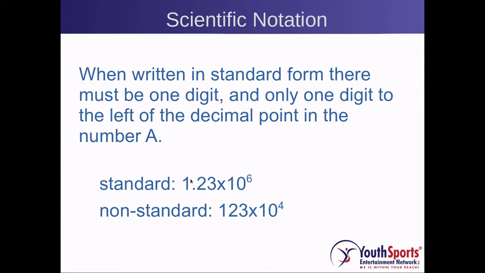1 is the digit on the left side of the decimal point, and you can have multiple numbers on the right side of the decimal point, multiplied by 10 raised to a certain power. For example, 1.23 times 10 to the 6 is like 1,230,000. This is the same number as 123 times 10 to the 4, but this is a non-standard notation. And this is in standard notation.